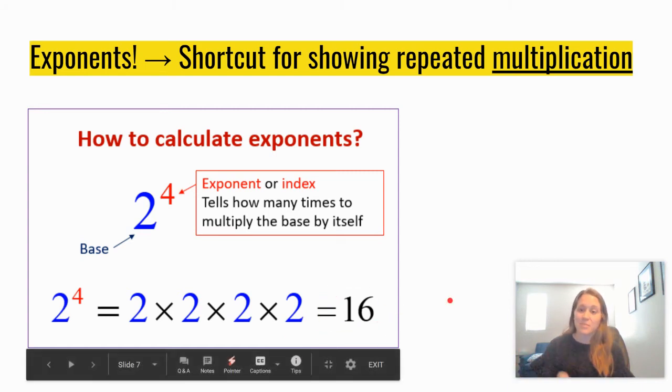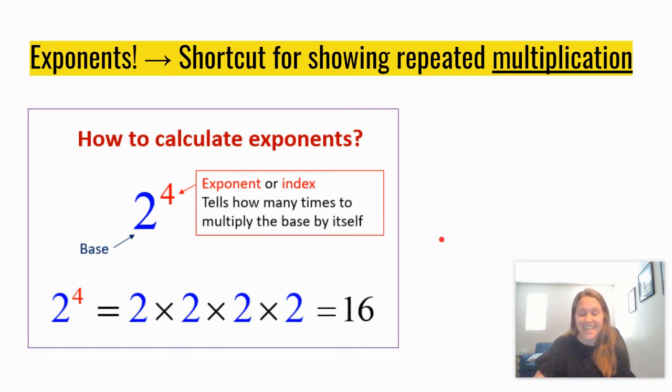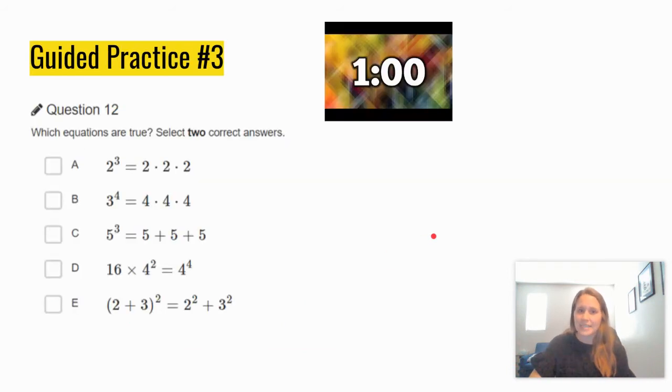Exponents are a way that mathematicians and scientists shorten up their thinking, so they don't have to write out this repeated multiplication that they need to do some important calculations in the real world and in science and math. They can take this shortcut. We're going to use this a ton in 8th grade, and our goal in 6th and 7th grade is to get really good at this. So let's do a practice.